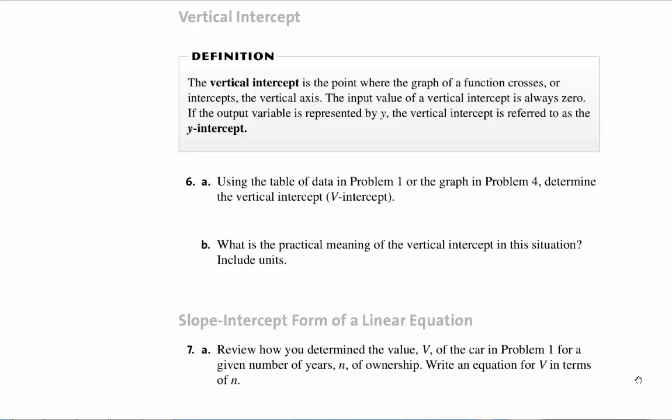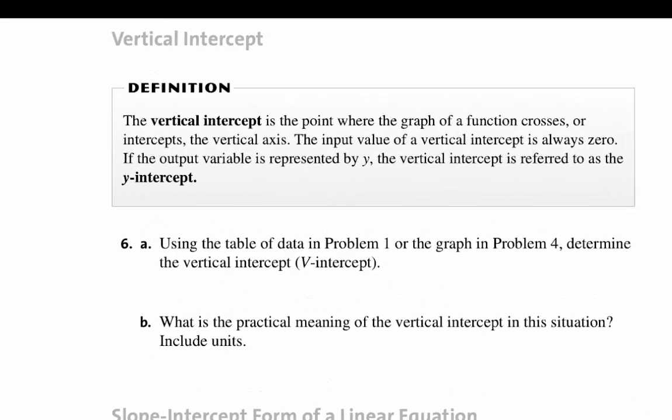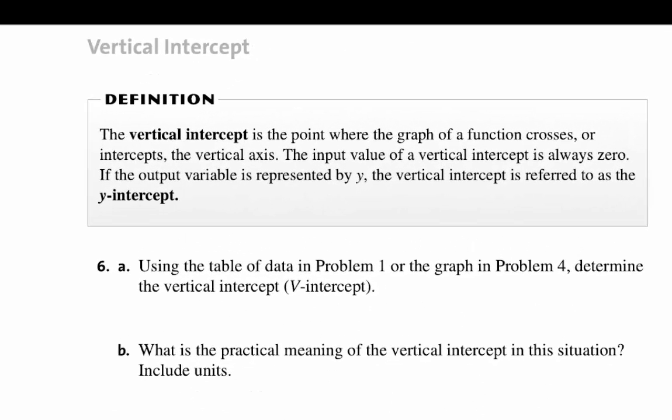Problem number 6 in activity 1.3 brings us to the vertical intercept. By definition, the vertical intercept is the point where the graph of a function crosses or intercepts the vertical axis. The input value of a vertical intercept is always 0. The output variable is represented by y. The vertical intercept is referred to as the y-intercept. So question 6 says, using the table of data in problem 1 or the graph in problem 4, determine the vertical intercept, in this case the v-intercept.